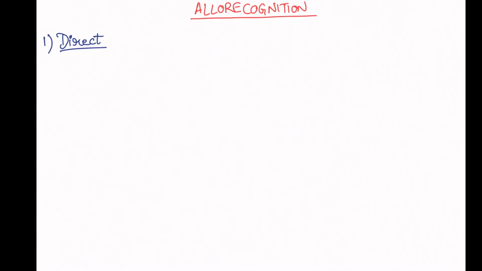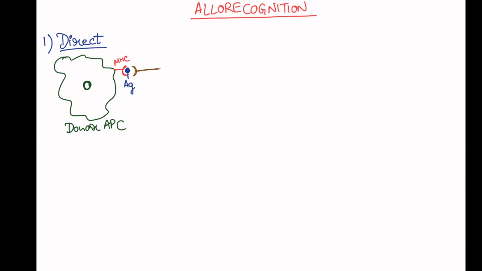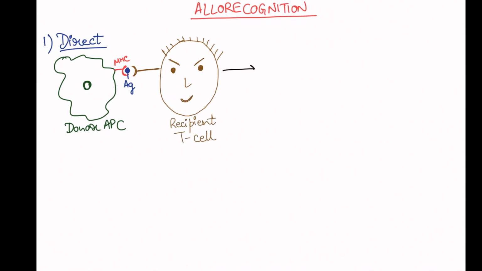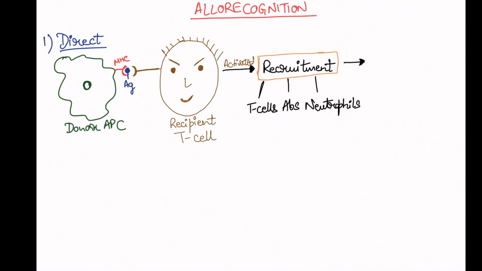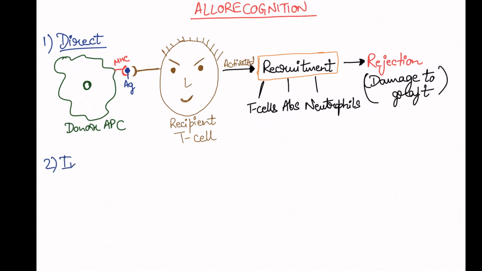The first one is called direct allorecognition. Let's imagine that we have a donor antigen presenting cell, let's say a macrophage, and it is presenting a blue antigen, the blue dot, through a red MHC molecule. Now the recipient brown cell, which is the T cell, will react with the antigen presented by the donor APC, and when it's activated, it will lead to recruitment of T cells, antibodies and neutrophils, which will eventually lead to the rejection of the graft.